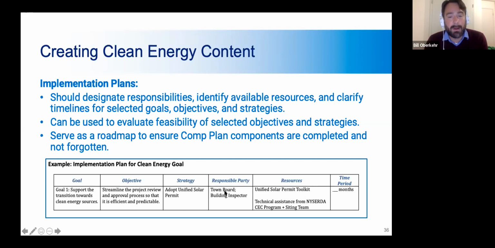Well, the town board is going to work with the building inspector to make the necessary local modifications to the unified permit, and then the town board is going to pass that. What resources are we going to use to do that? We're going to use the Unified Solar Permit Toolkit from NYSERDA, and we're going to reach out to the NYSERDA Clean Energy Communities Program and the Clean Energy Siting Team if we have any questions about what we should do to the Unified Permit to meet our goals. And then finally, when do we want to have this done? How many months do we anticipate it will take us to pass the Unified Solar Permit?